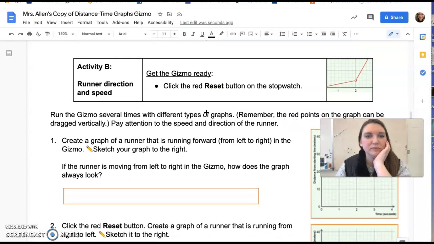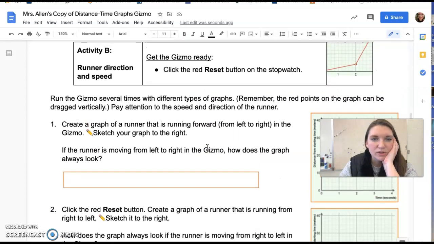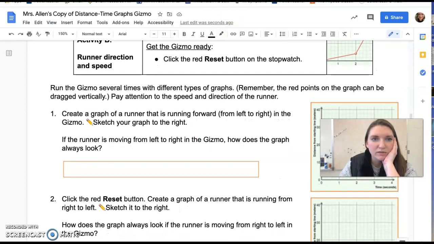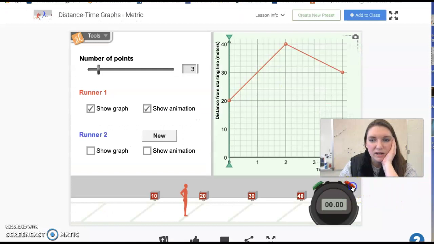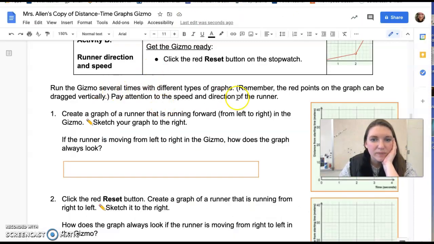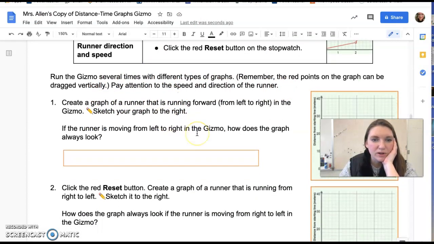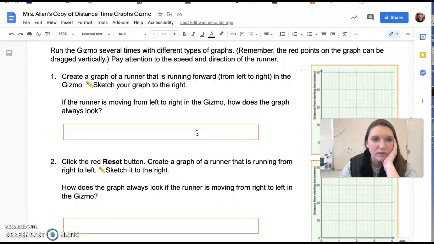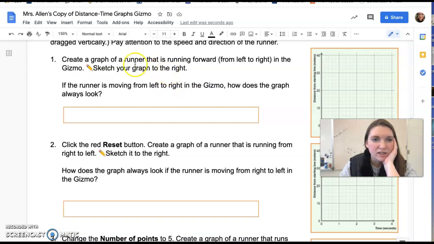Okay, activity B. Here we go. So hit the red reset button right there. Click. Okay. So create a graph of a runner that is running forward from left to right in the gizmo. So sketch your graph to the right. If the runner is moving from left to right in the gizmo, how does the graph always look?